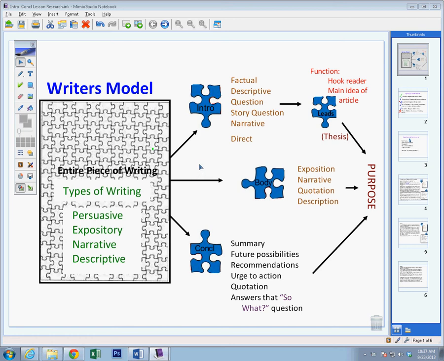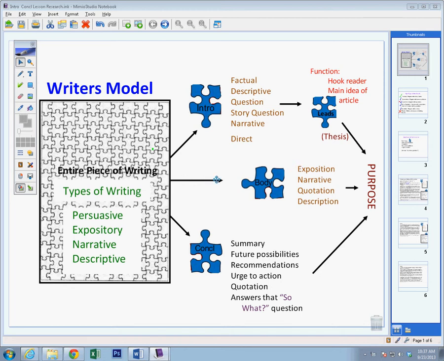Alright, we're going to talk about introductions and conclusions in this module, particularly the types. All this is going to relate to how you're going to write your introduction and your conclusion for your research paper, but it really could relate to any type of paper and certainly will relate to the summative that's coming up pretty soon. All this goes back to the writer's model, which is something I introduced to you at the very beginning.